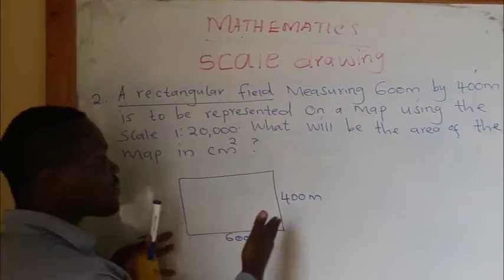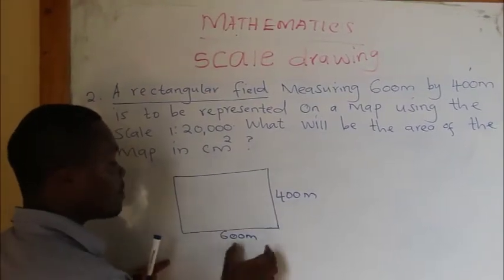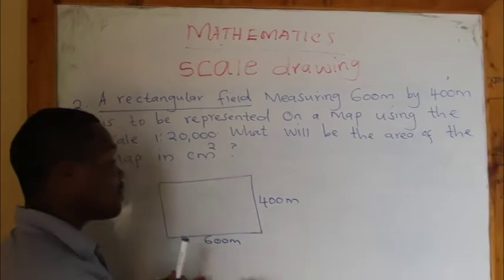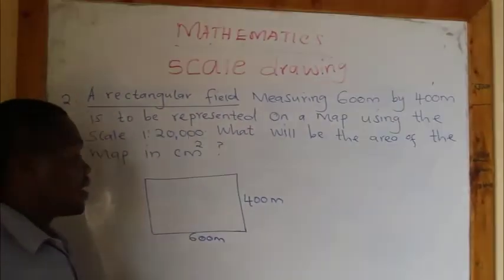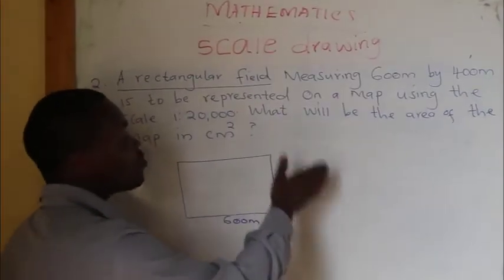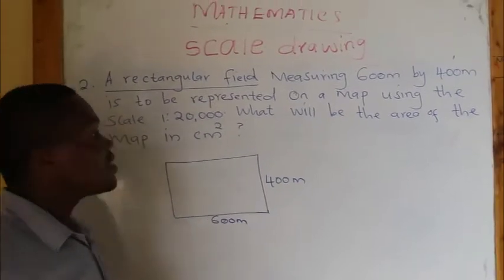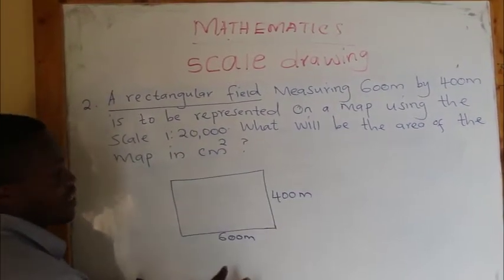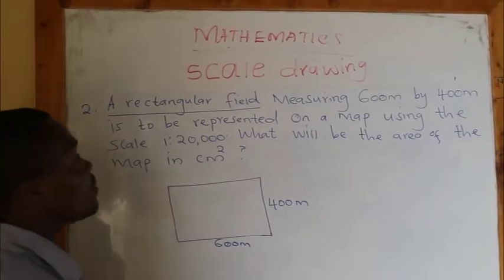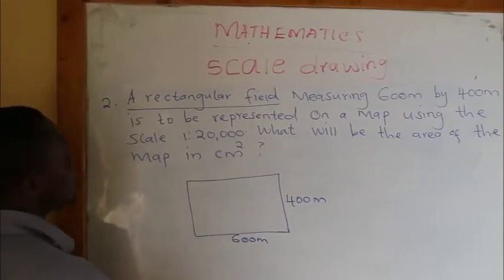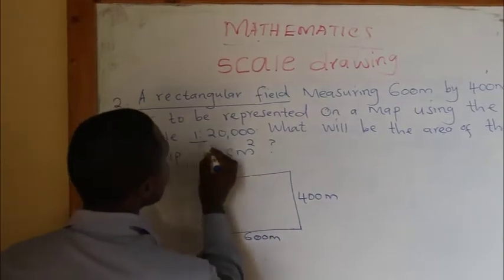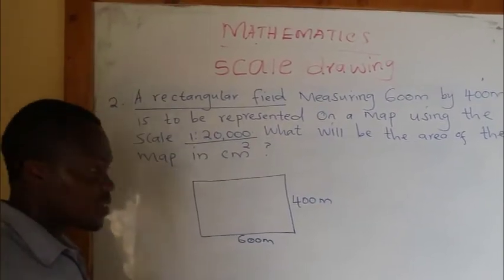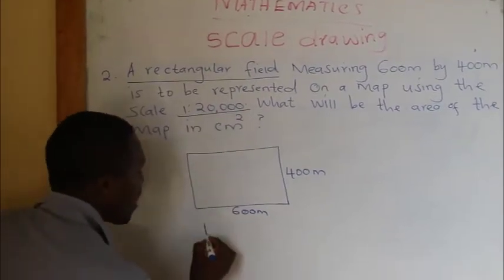So you can see this is a field. This field is 600 meters and you cannot draw 600 meters on a piece of paper. Then we have 400 meters, you can't draw this on a piece of paper. So it's upon you to find the drawing length so that you can be able to draw this one on a piece of paper using the scale. So the scale that was used was 1:20,000. So write that scale here.